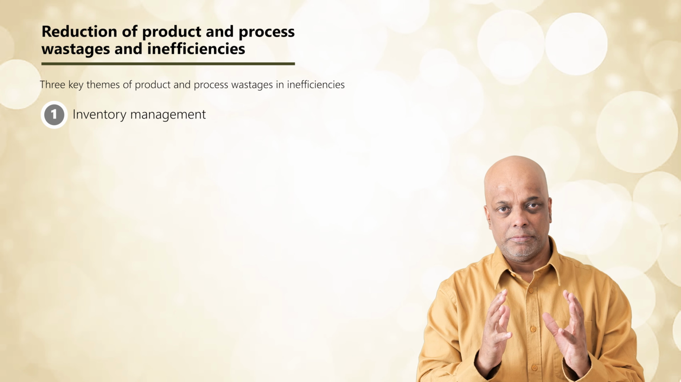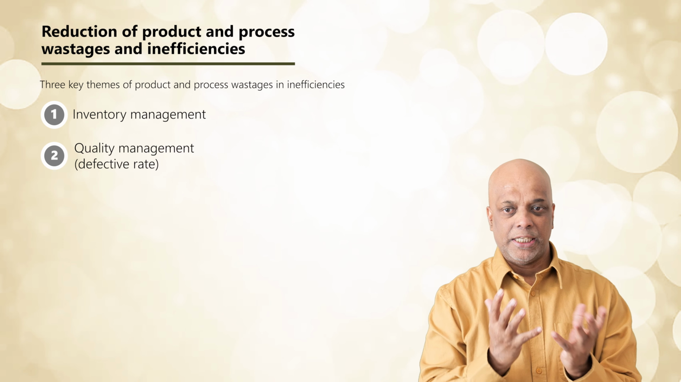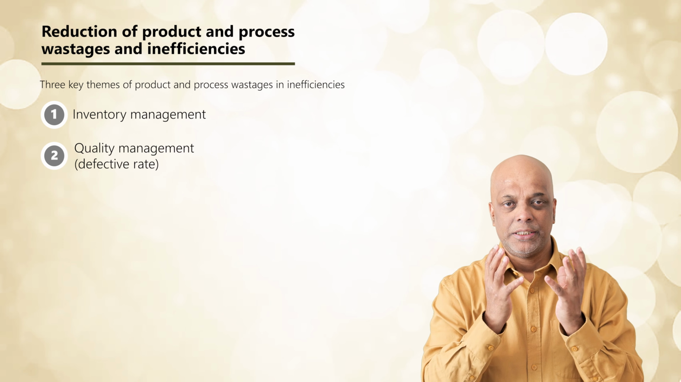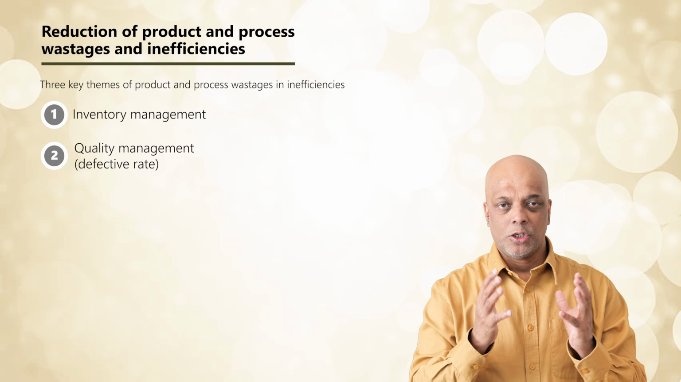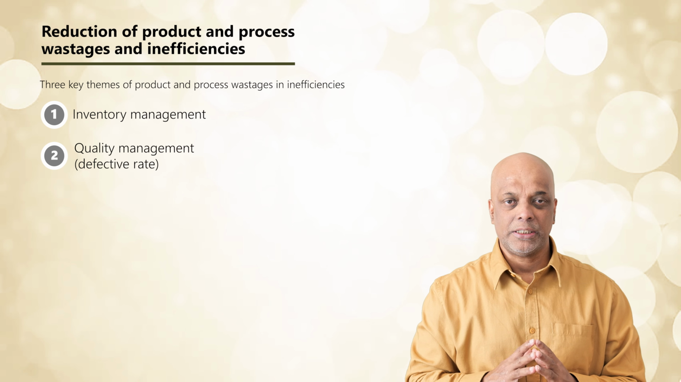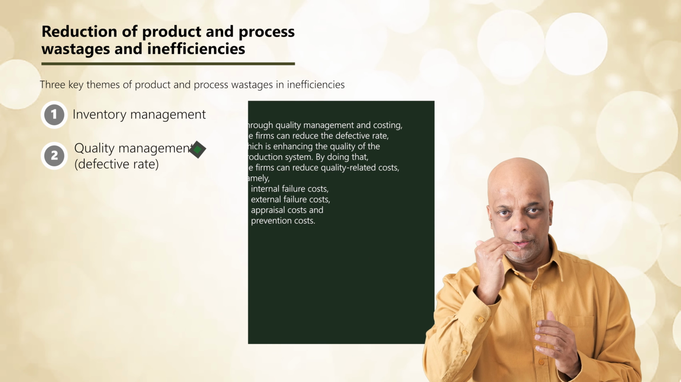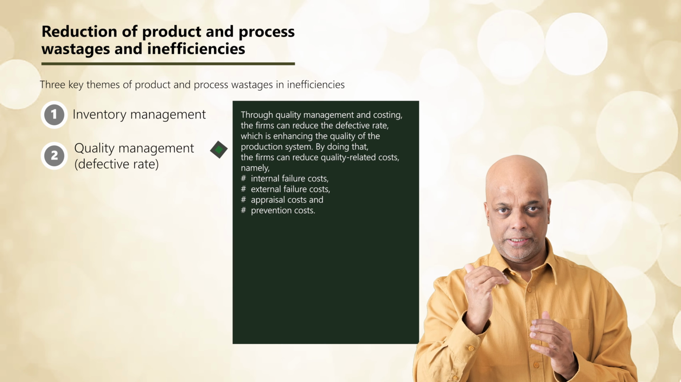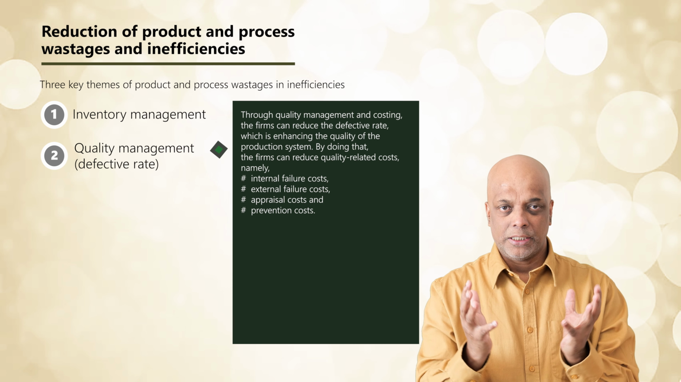Then the second theme related to the reduction of wastage and inefficiencies is the reduction of defective rates. That is basically quality costing and quality management, which we discussed in our previous lecture. So here the attention is to reduce the defective rate, in other words, to enhance the quality of the production system.